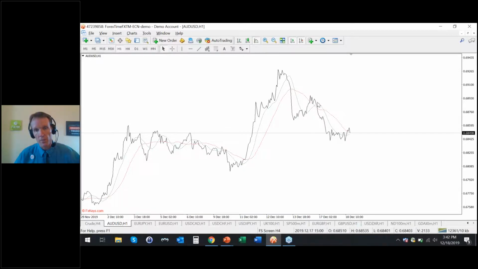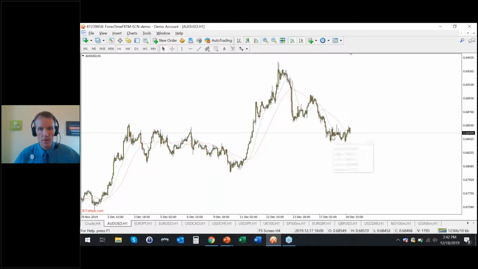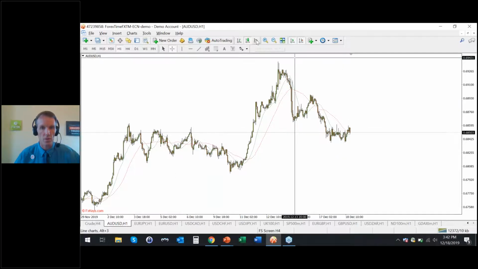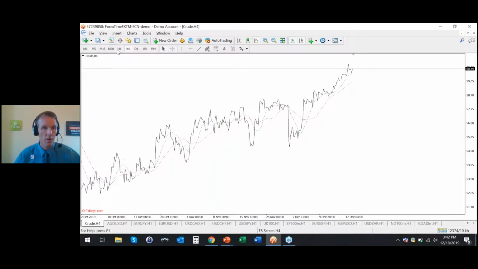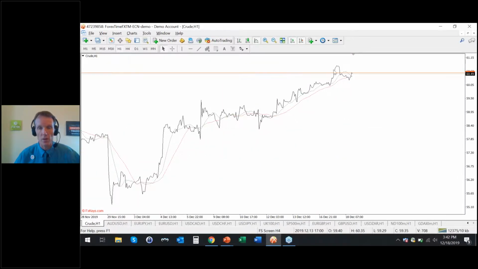Lower tops, lower bottoms, and a bit of a range. So no, I don't really like it. Not lower tops, lower bottoms, so that's a ranging thing. So nope. Let's see on the oil chart.